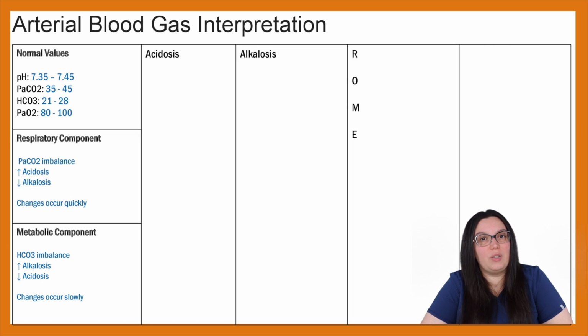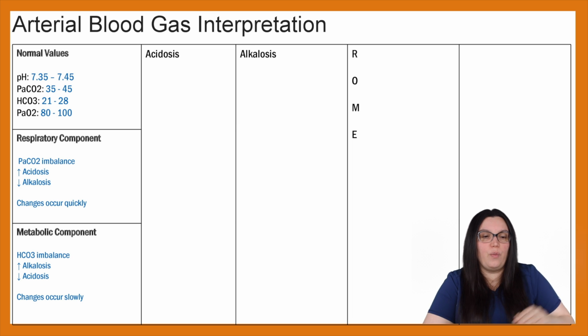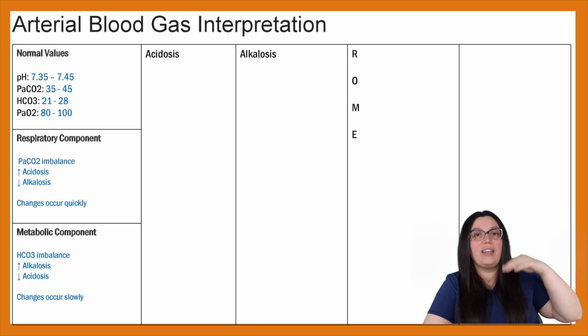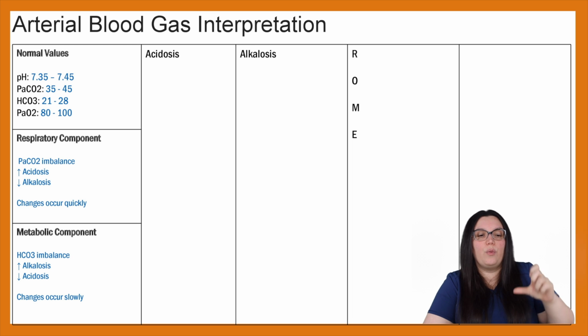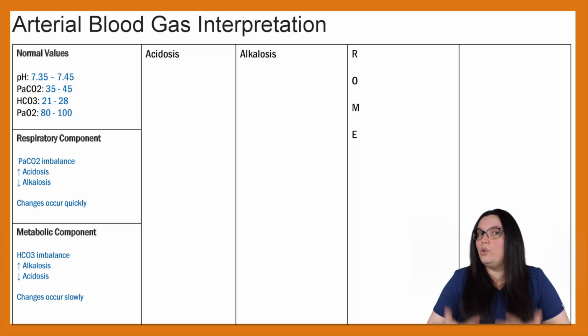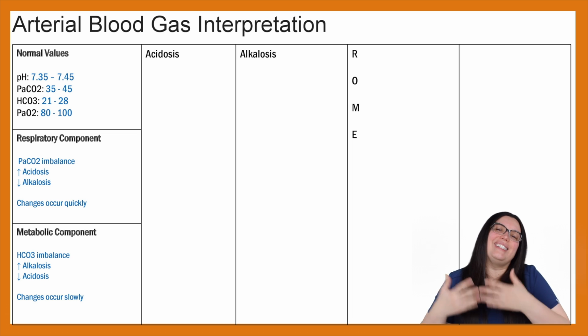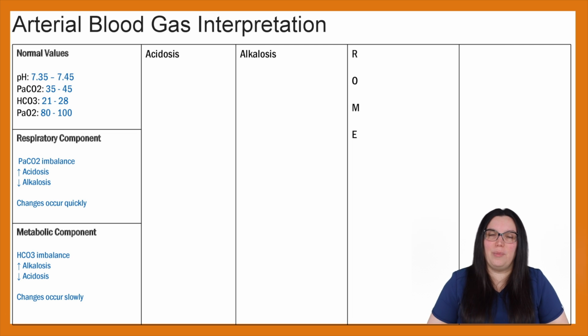Just like with our respiratory component, we have a metabolic component, and that is going to be our HCO3, our bicarb. When that's imbalanced, we're going to start seeing shifts in the metabolic component. If we've got an excessive amount of base, we're going to be in a more alkalotic state. Whereas if we're losing a whole bunch of base, meaning we're going to have more acids in our system versus bases, we're going to be in a more acidic state inside our body.